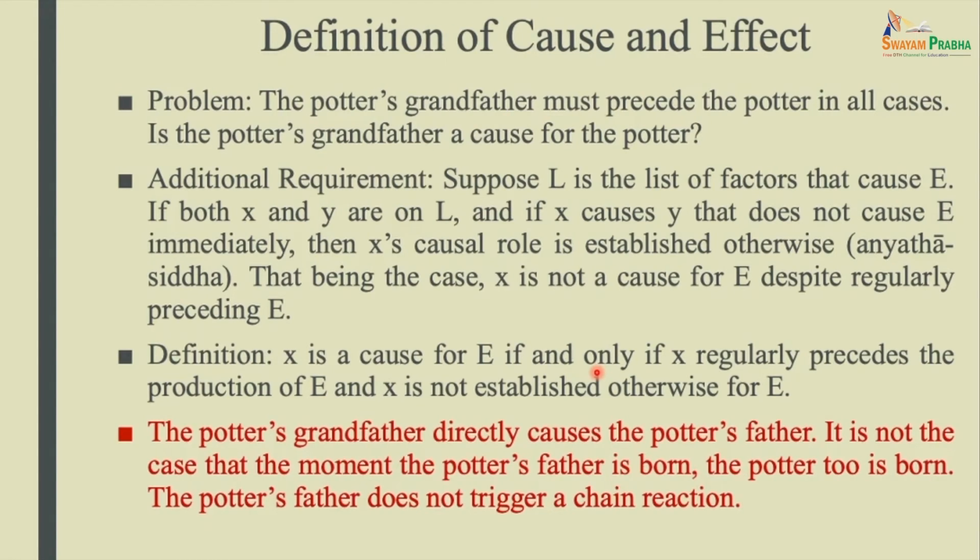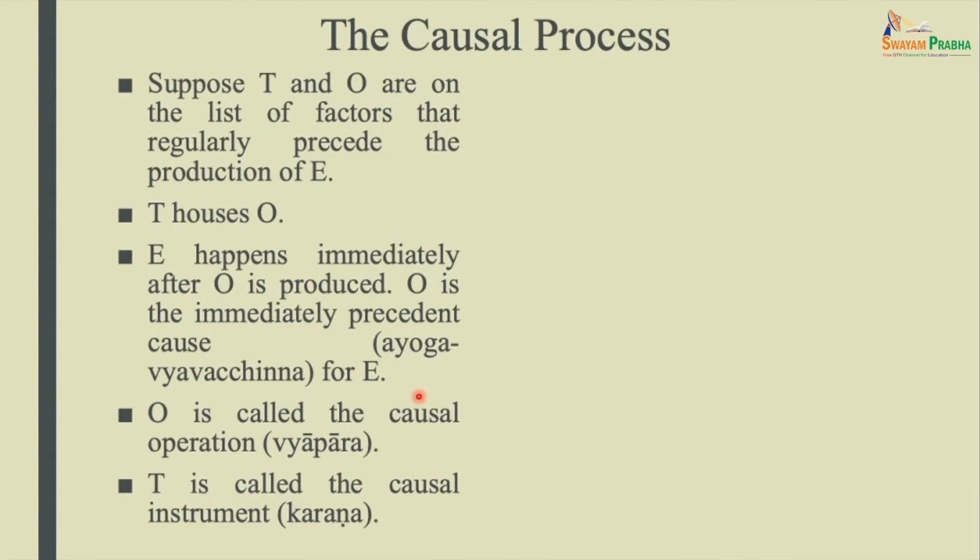The potter's grandfather directly causes the potter's father. And it is not the case that the moment the potter's father is born, the potter too is born. There is a temporal gap between the potter's father and the potter. The potter's father does not trigger a chain reaction, a causal chain reaction. So that is the reason that I wanted to say, yeah, this is pretty good. But then we also could say that the potter's grandfather does not trigger a chain reaction. That is, it is not the case that the grandfather immediately causes the father and the potter. It doesn't happen that way. So once again, we analyze it a bit more.